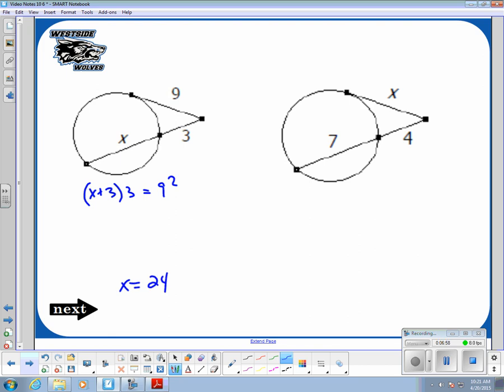Okay, this one over here you can do. You want to pause the video and work this one, you can. I will not give you all the work for this one. So the whole secant, which would be 11, times the outside part, which is 4, equals the tangent squared. You should get 2 square root 11 as your answer.